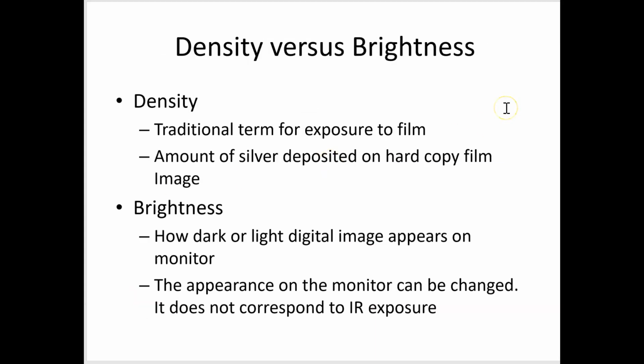All right, now differentiating between the terms density and brightness. We use density in film screen imaging because it indicates the amount of silver that was deposited on the hard copy film. Brightness we use to express how dark the image is in digital imaging because it is projected on a monitor, and we can control that brightness on the monitor itself. And so high brightness would be a really light image. Low brightness would be a dark image.